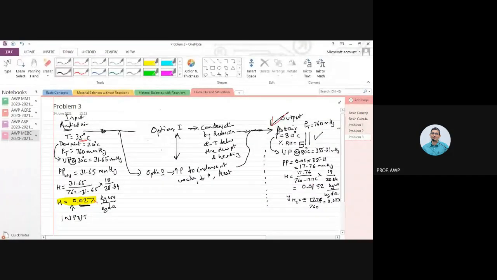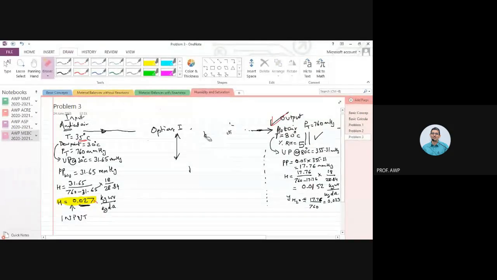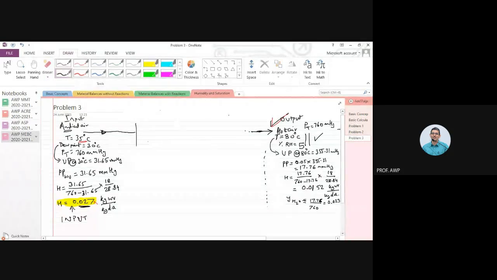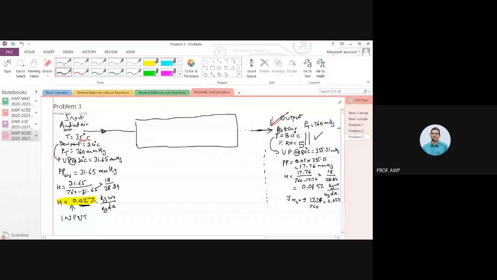So you could have a cooling, you could have a compression, you could have a depressurization, and you could have a heating. Choice is yours. Any possible combination of these two are also possible. So any doubt so far? Anything we need to discuss? Can we go to the next part?